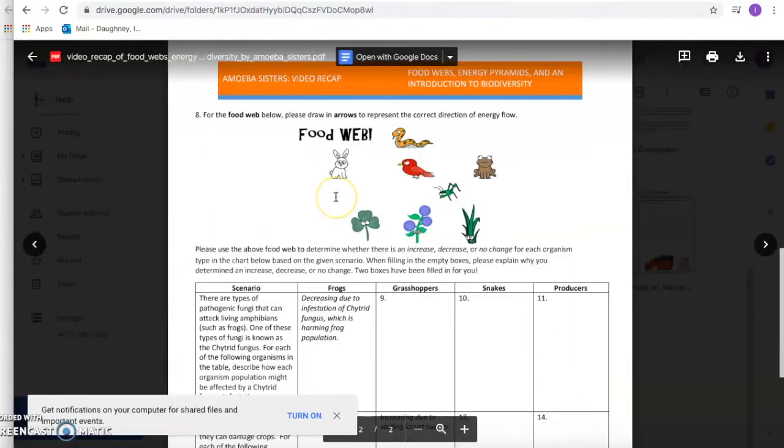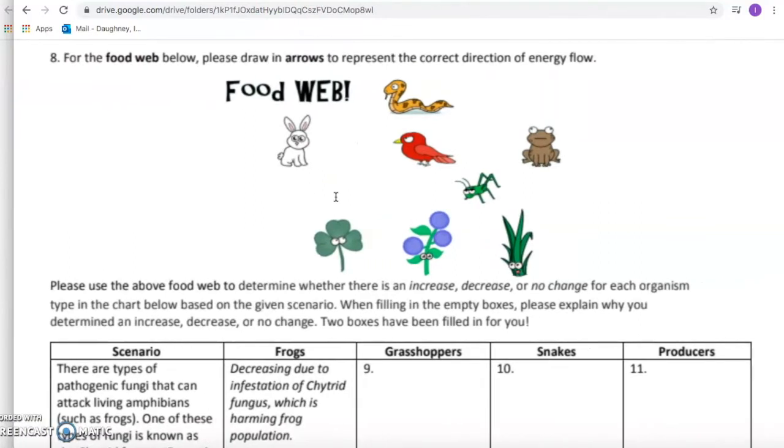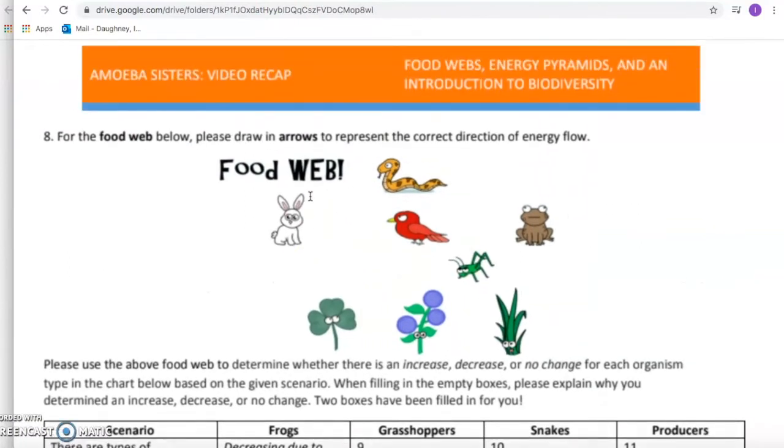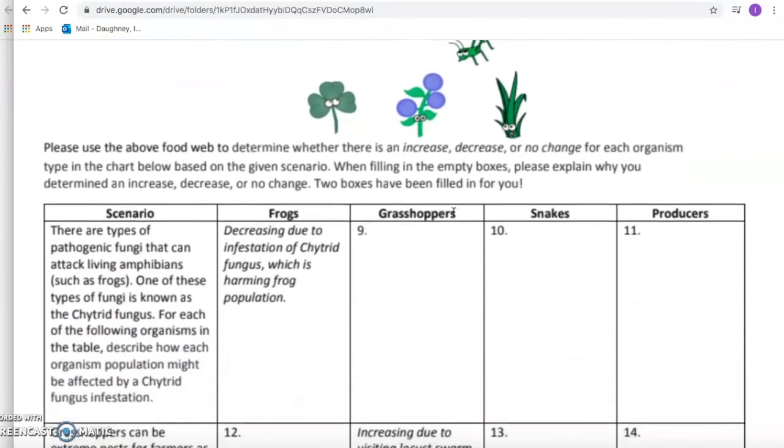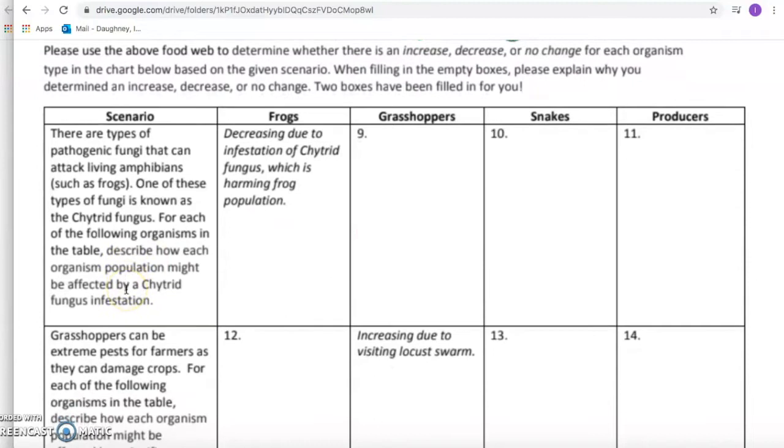So remember a couple of weeks ago, we did this worksheet here, okay? And your version had a completed food web on it, okay? And we had these scenarios, right? And our first scenario was telling you something like this. There are types of pathogenic fungi that can attack living amphibians, such as frogs. It's a chytrid fungus, okay? For each of the following organisms, describe how each organism population might be affected, okay?